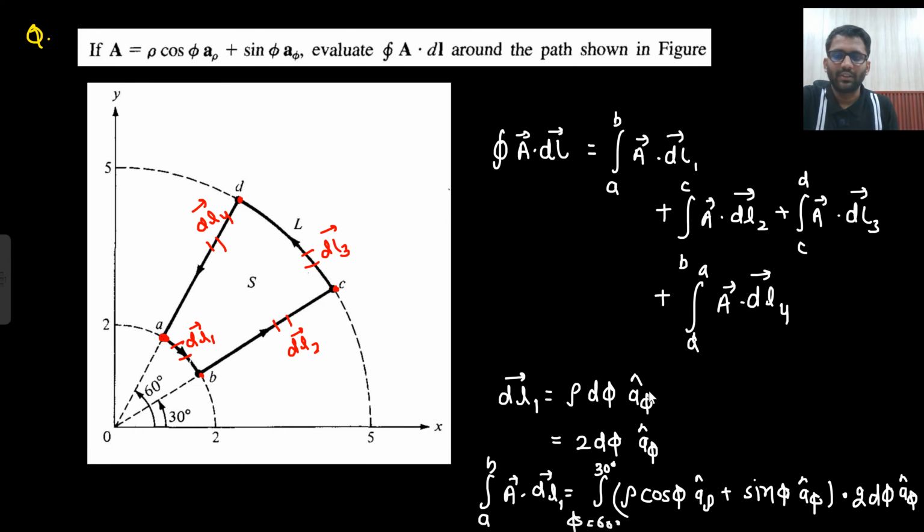A to B, B to C, C to D. Okay, I am not going from D to A, I am going from C to D now. C to D is what remains, C to D. So what is your DL3? DL3 is rho d phi a phi cap.